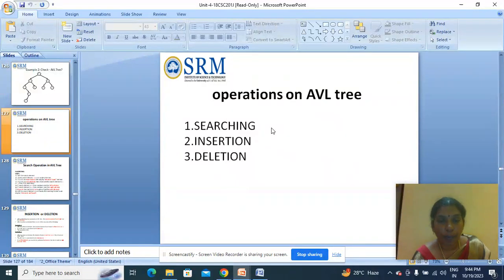So these are the three operations: searching, insertion, and deletion. I will not get into more detail on search as well as deletion. So directly we can go to the insertion. In insertion, after inserting some value, if the tree is not balanced, we have to make the tree a balanced one. For that in AVL tree, we are going to follow four types of rotation.